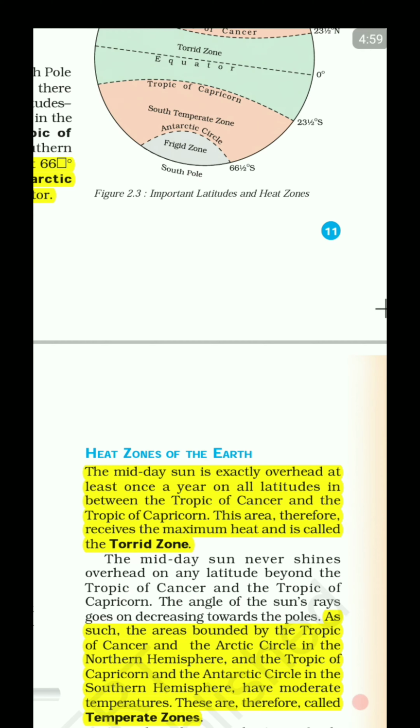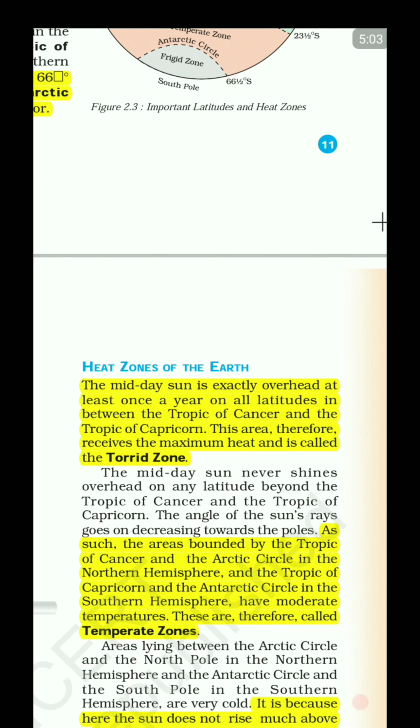Above 23 and a half degrees north and 23 and a half degrees south, the midday sun never shines overhead on any latitude beyond the Tropic of Cancer and the Tropic of Capricorn, as I already told, and hence they have a moderate temperature, and hence are known as the temperate zones.